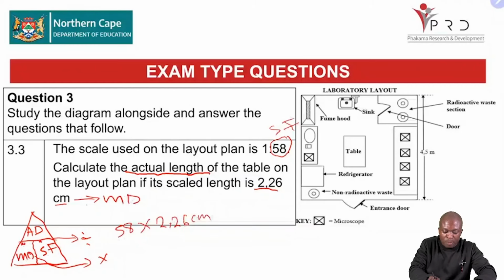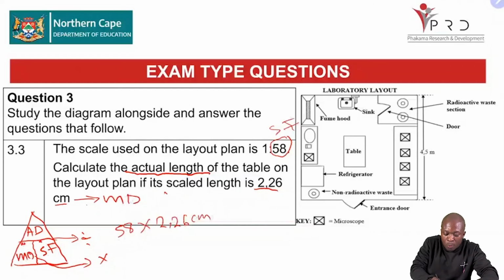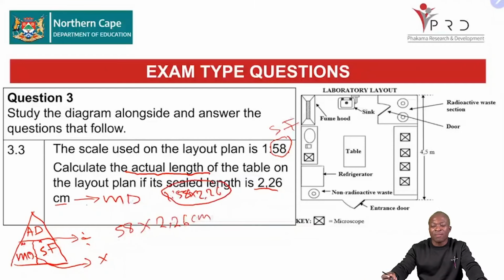So we are going to take 58 and we multiply that by 2.26 centimeters. Don't say, or don't do this. Don't say 1:58 multiplied by 2.26. No. You can't do that. When you do that, you don't get any mark. We are going to give a 0 in the exam. So we don't multiply everything by the whole scale. We only multiply by the scale factor.